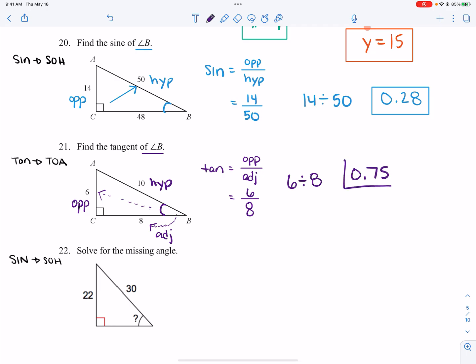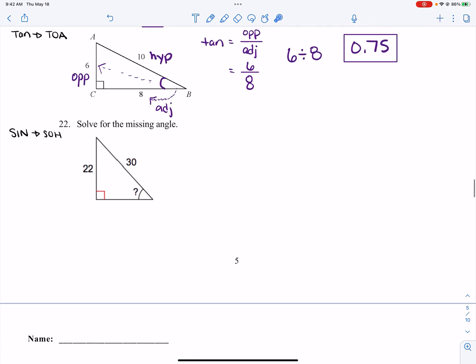0.75. Final answer. So again, if they're just asking for sine or tangent, you're just using that acronym, SOHCAHTOA. And then you just divide the two numbers. You don't use any of the sine buttons or anything on the calculator.